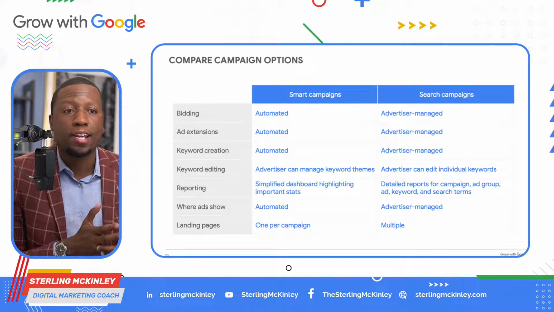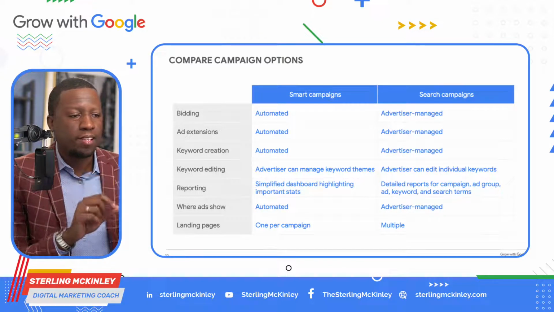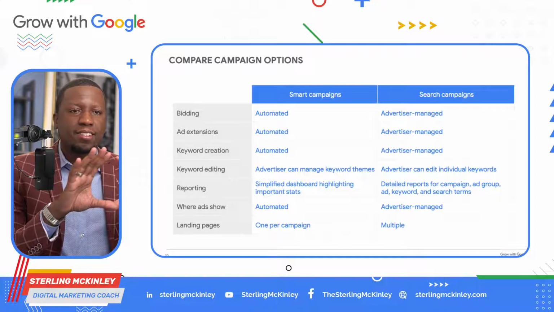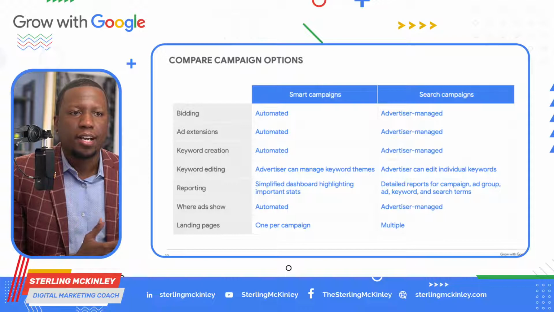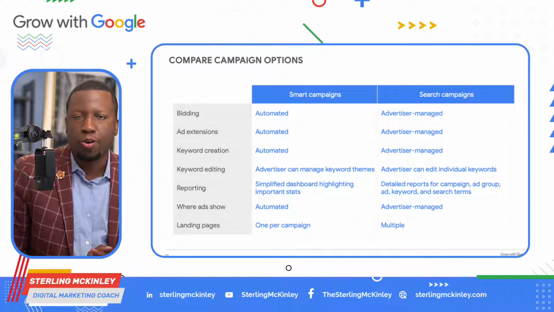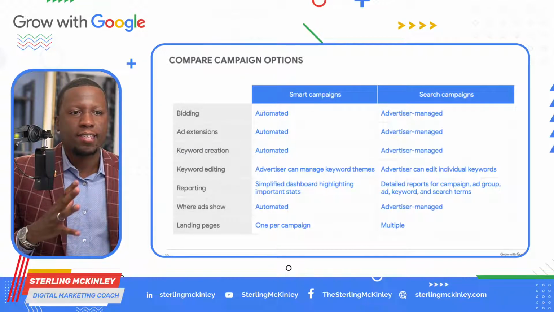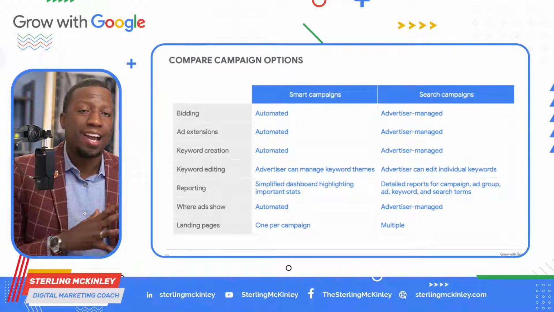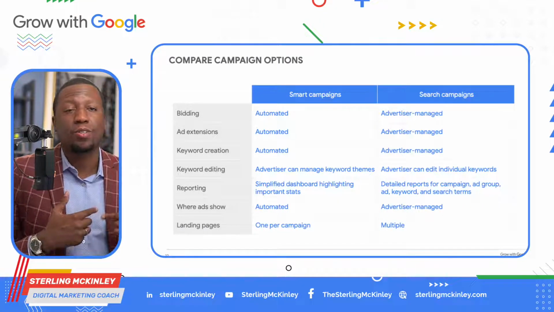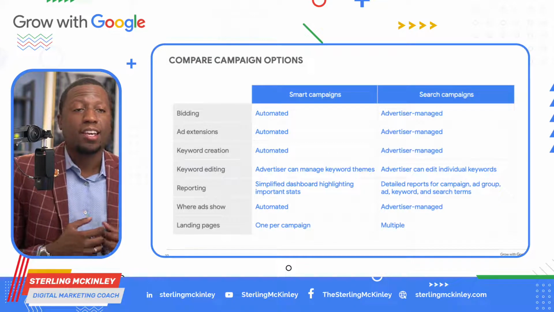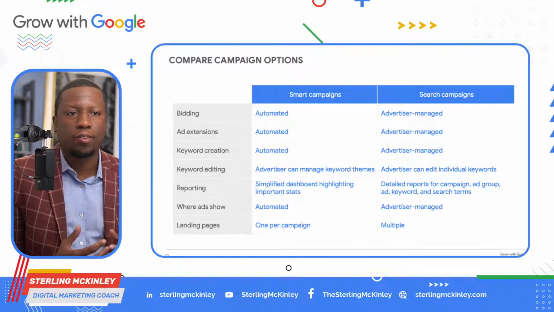The new way, you use smart campaigns and you can manage keyword themes. So instead of managing each keyword by itself, you can manage a theme of keywords, and that makes it a little easier to manage. Also, reporting wise, if you choose a smart campaign, Google will prepare a simplified dashboard to highlight important stats. That's really key. If you're new to ads and you're not sure what you should be tracking, Google will show you what to track as well.